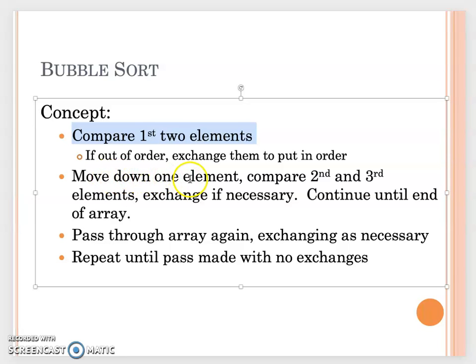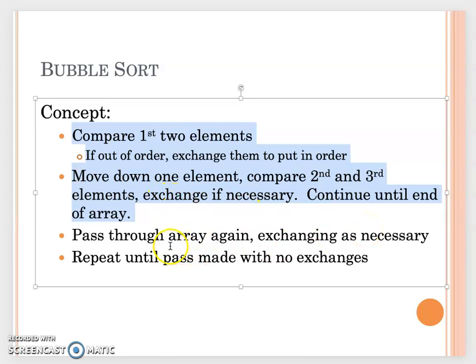Otherwise, we move to the next two elements. You move down only one element, and you compare the second and third. If they are not in the right order, we swap. That's why here they say exchange if necessary. After you finish the first iteration from beginning to the end, you continue to the next iteration. We compare two elements one by one, and after we finish, each iteration has the greatest value at the end.